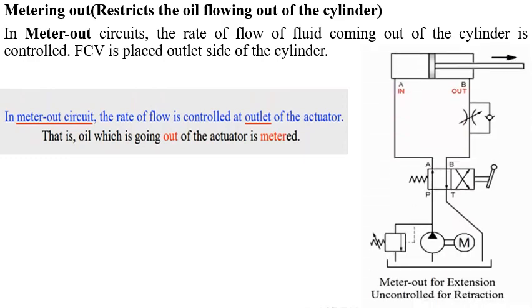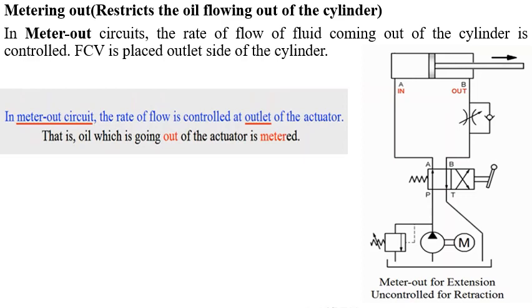Okay, look at the circuit. Here the check valve and flow control valve are installed in the output line of the cylinder. See, the same construction with a 4/2 valve is utilized, and the figure illustrates a meter out circuit that can be used to control the retracting speed of the hydraulic cylinder using the flow control valve.